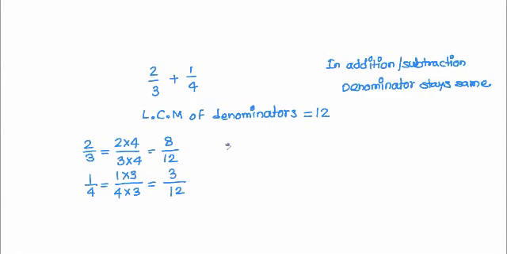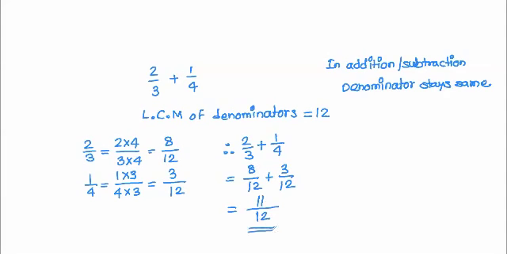Therefore, 2 upon 3 plus 1 upon 4 becomes equal to 8 upon 12 plus 3 upon 12. And hence now, because the denominators are the same, the denominator stays the same, 12, and we just add the numerators. 8 plus 3 is 11. So I get the answer 11 upon 12.